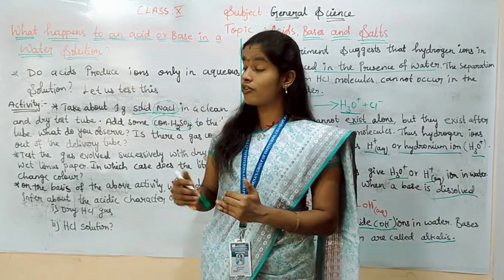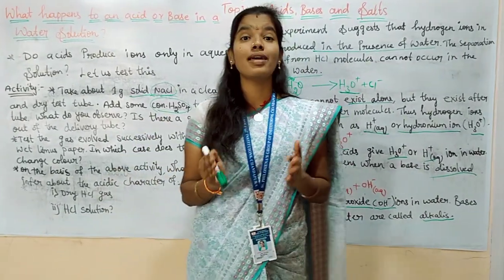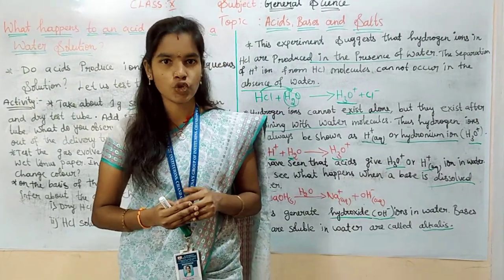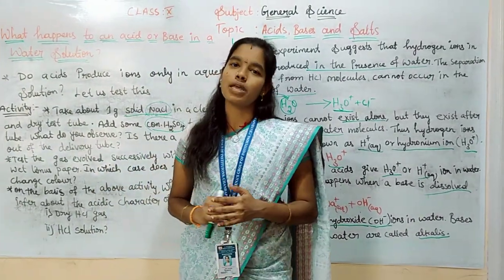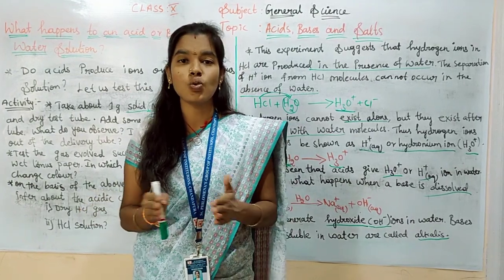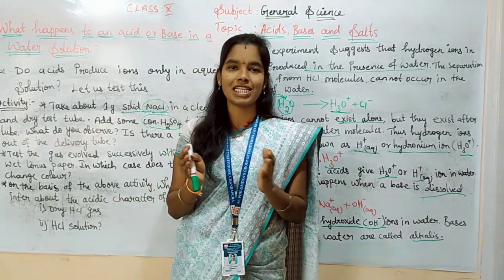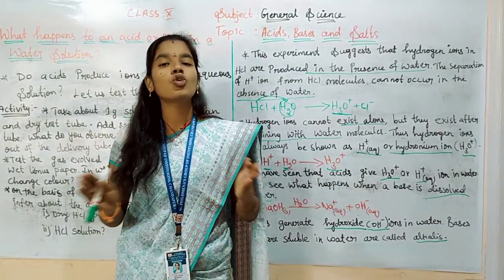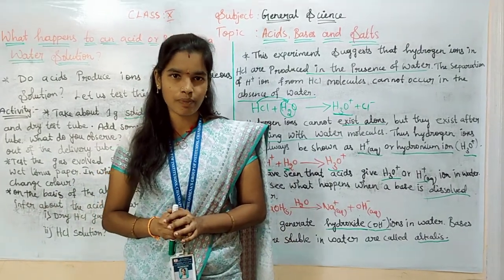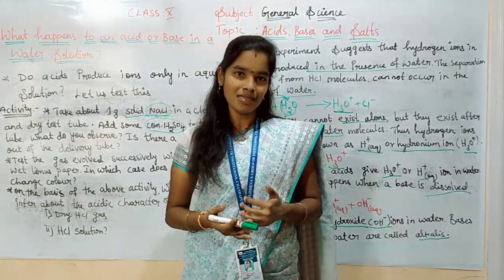But in the case of HCl, what happened? Dry HCl is coming out of the delivery tube and the paper also is dry. So it will not dissociate into ions. That HCl does not contain H plus ions, so it will not change the color of the litmus paper. And wet litmus paper will change the color.